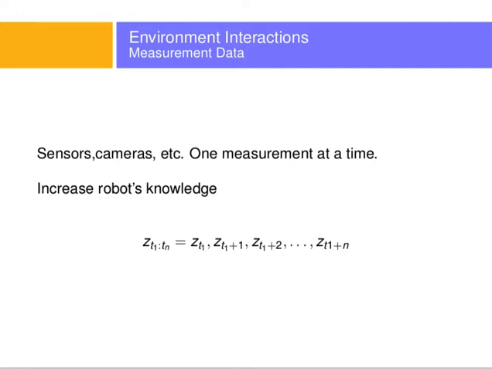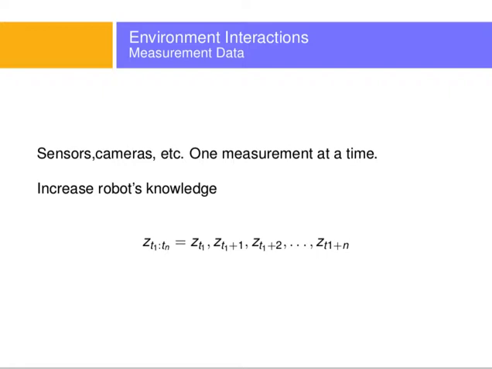This can also help us when we think about robots. A robot has sensors, like cameras, and it measures things. There might be a proximity sensor, there might be a sonar, many sensors, and they give measurements in a given time sequence, time slice.